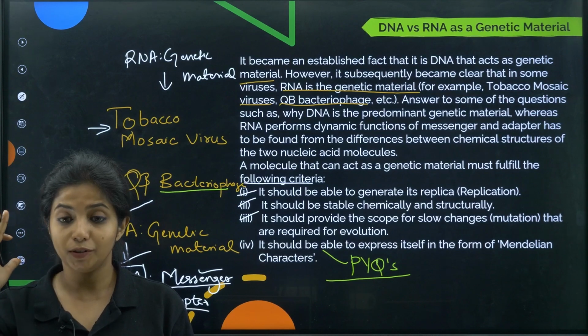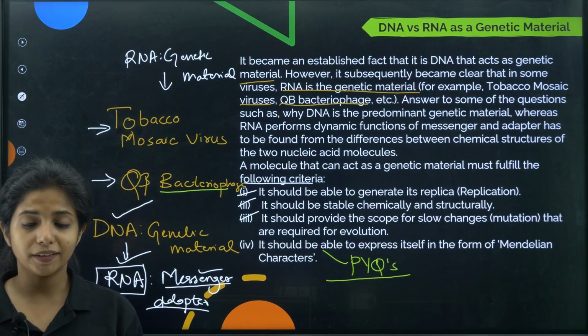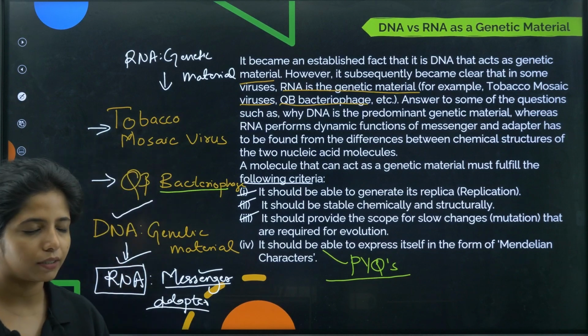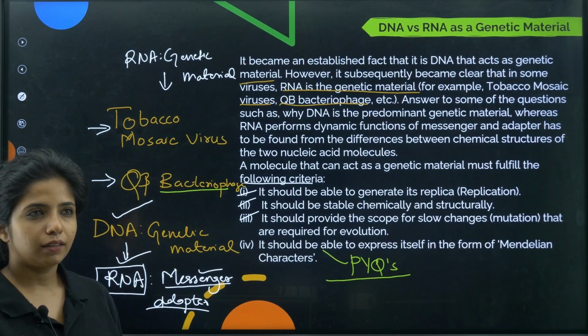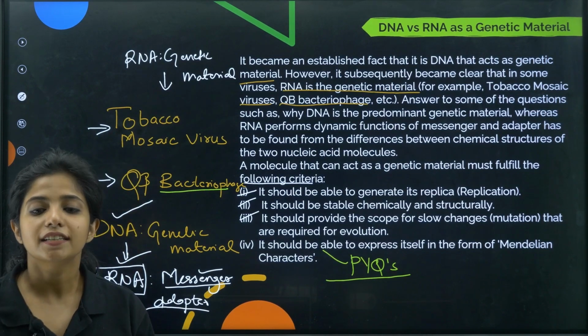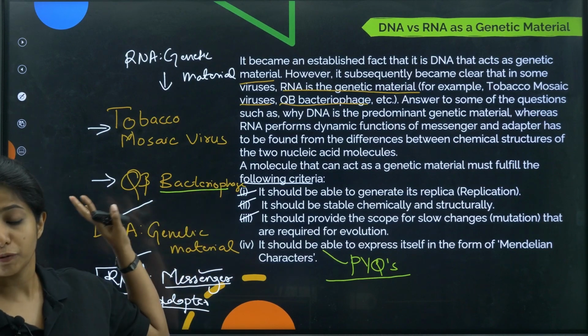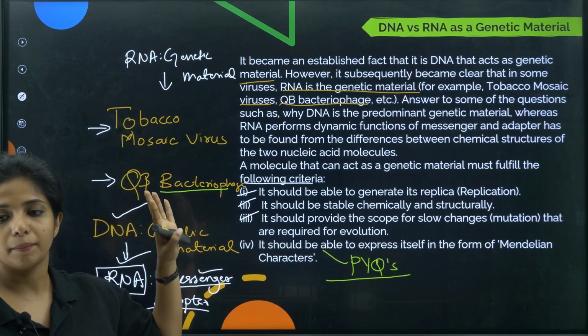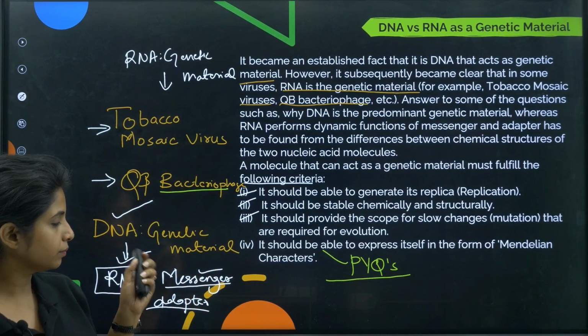Somehow I am not able to remember. I remember the year as well, 1952, but somehow the name I forgot. Hershey and Chase, yes, it is the Hershey and Chase experiment. In that, the bacteriophage was different. This is the Q beta bacteriophage, which has RNA as a genetic material.